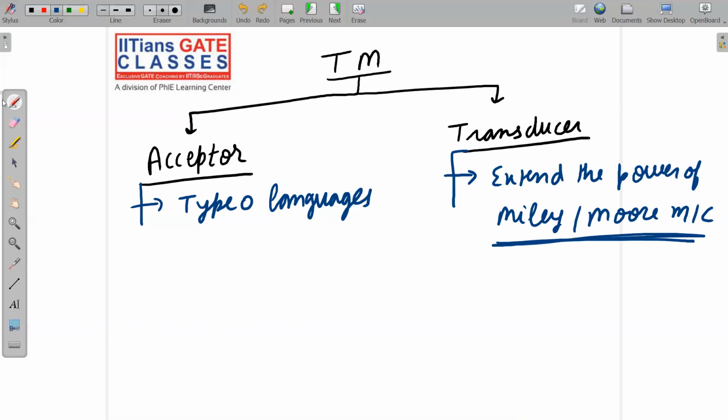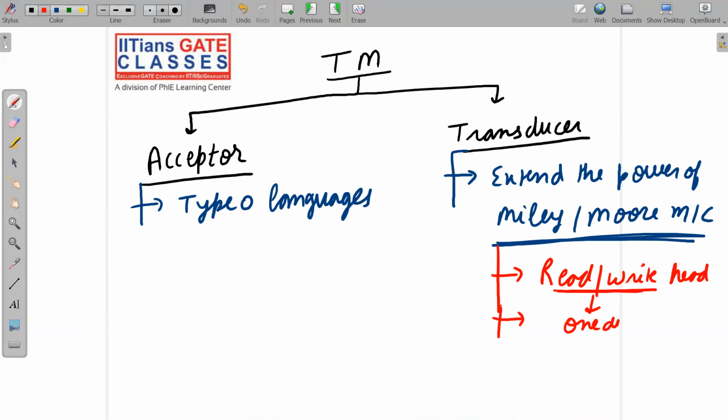Let me write these points because you will get confused. In a Mealy machine, we have a read head. Oh, sorry. We have a read write head only, because we are writing something also on the tape itself. But in a Mealy machine, this read write head can move only in one direction, but in the Turing machine, it can move in both directions.